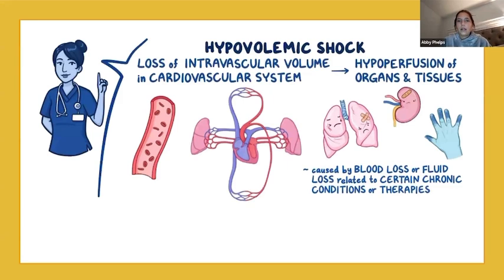In this video, we will be going over hypovolemic shock. What is hypovolemic shock? It is loss of intravascular volume in the cardiovascular system, which can equal hypoperfusion of organs and tissues, caused by blood loss or fluid loss related to certain chronic conditions or therapies.